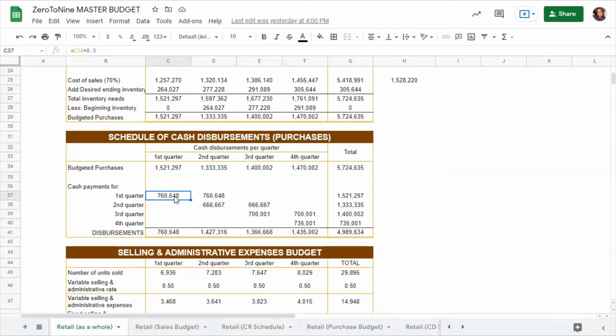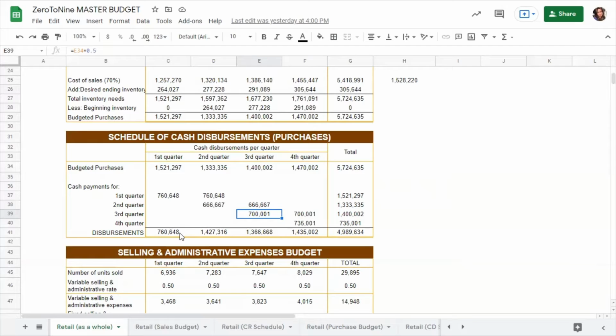because we assume that 50% of the purchases are paid for in the quarter of purchase, and the other 50% are paid for in the quarter following the purchase. So for the second quarter, the same 50% in the quarter of purchase is paid, and another 50% of the budgeted purchases is paid in the following quarter. So we just add our total cash payments or disbursements for each quarter.